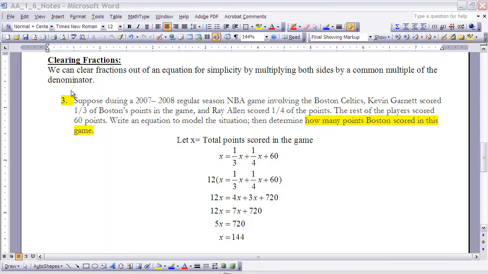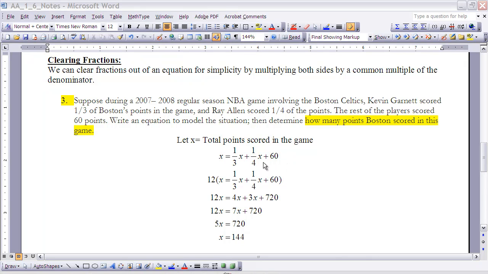Okay. Well, I have highlighted here how many points Boston scored in this game. The reason why I did that is because that's what I'm trying to find, so that's what I'm going to let my variable equal. So if I let x equal the total points scored in the game, then I can say the total points scored in the game, x, is equal to, well, 1/3 of them were scored by Kevin Garnett. So this is Kevin Garnett's share. 1/4 of them was scored by Ray Allen. So this is Ray Allen's share of the points. And this 60 represents all the other players and what they scored. Okay, so now I have an equation in which I only have one variable, x.